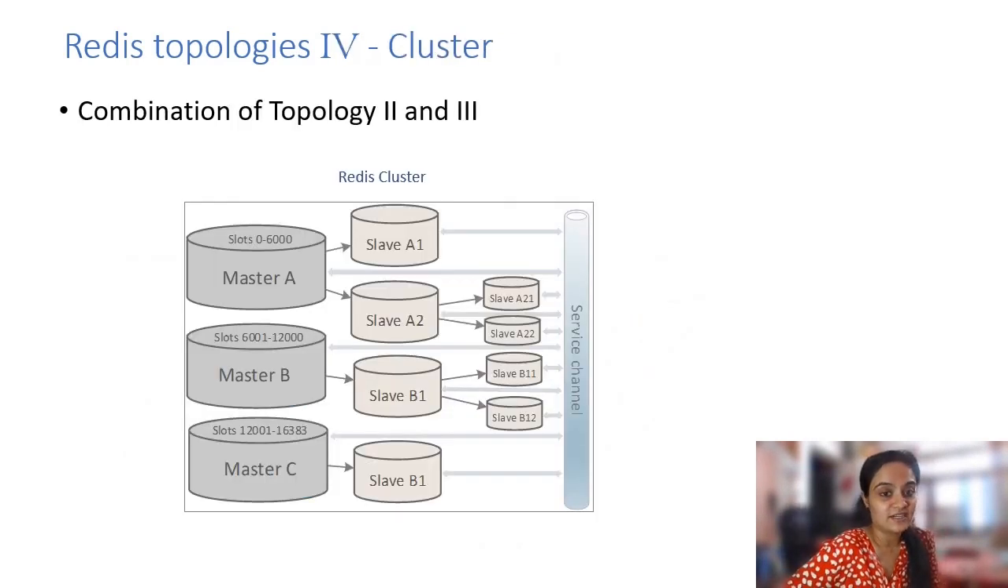Let's talk about Cluster. Cluster is a combination of the second and third. Redis Cluster distributes data across different Redis instances, and it performs automatic failover if any problem happens to any master instance. All nodes are directly connected with a service channel. The key space is divided into hash slots, which you can see in the diagram. Different nodes will hold a subset of hash slots, and multi-key commands are only allowed for keys in the same hash slot.